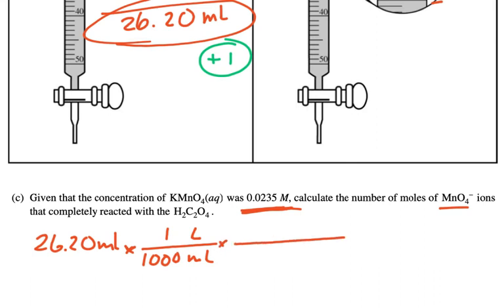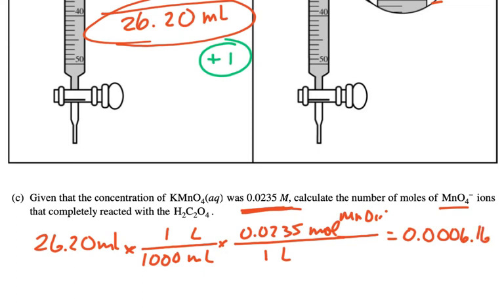And then doing my 0.235 moles per liter, so 1 liter is 0.235 moles, and that's moles of KMnO4, which would also be moles of MnO4 minus, and that comes out to be 0.000616 moles. I'm going to write that again, 0.000616 moles.